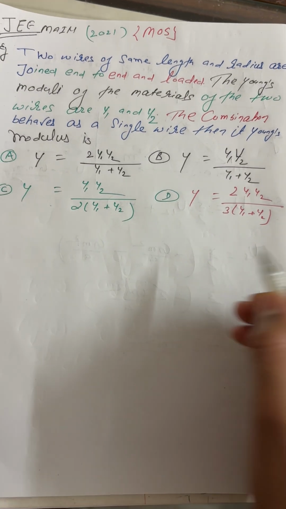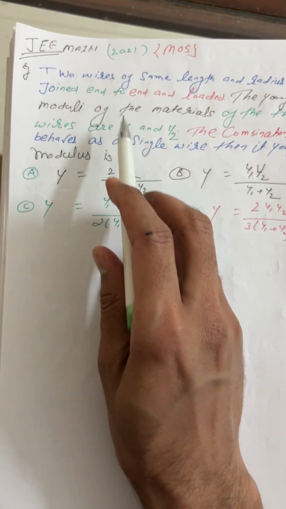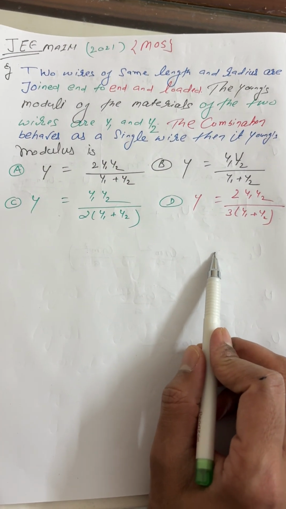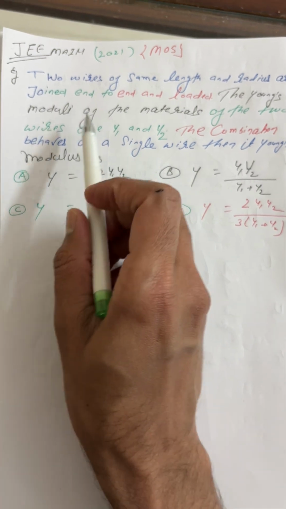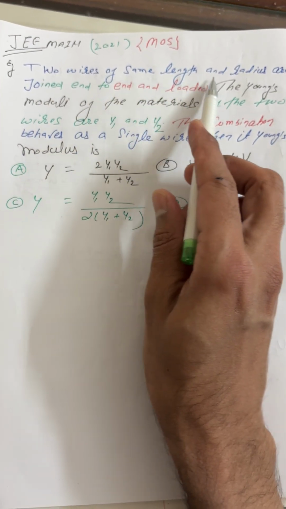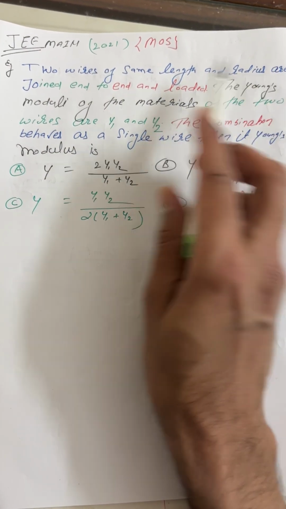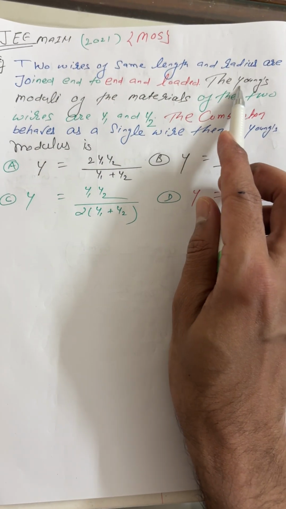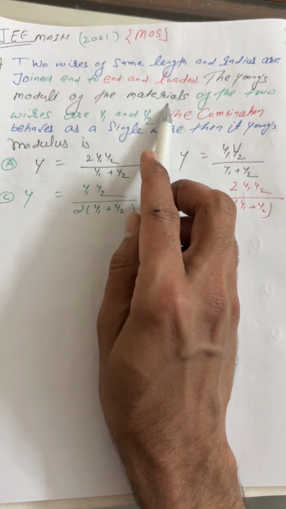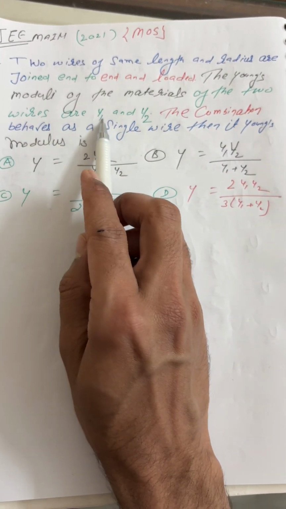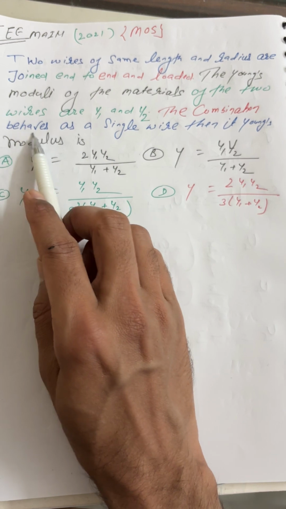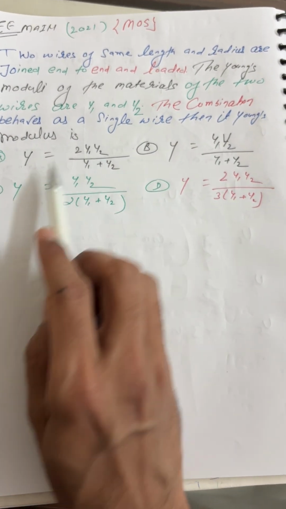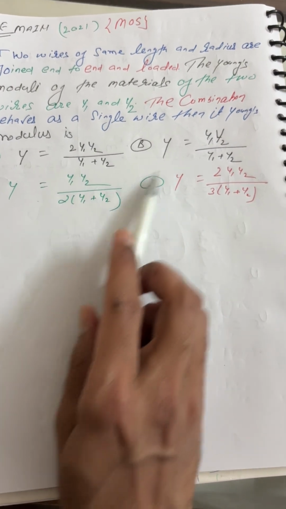Hello students. This is JEE Main 2021. It's a problem based on mechanical properties of solids. The question says: two wires of the same length and radius are joined end to end and loaded. The Young's moduli of the materials of the two wires are Y1 and Y2. The combination behaves as a single wire. Then its Young's modulus is... and these are the options 1, 2, 3, 4.